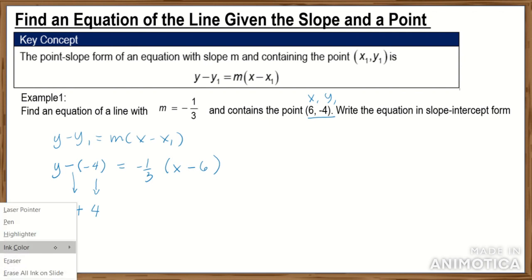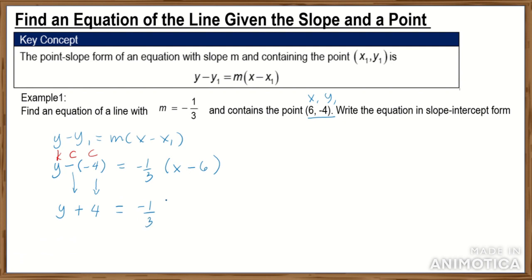Always remember the mnemonics KCC. Keep, change, change. Keep the minuend. Change the operation from minus to plus. Then change the sign of the subtrahend from negative to positive. So, let's continue. Then we have equals negative 1/3 of x minus 6.